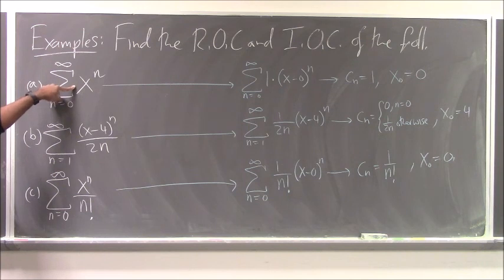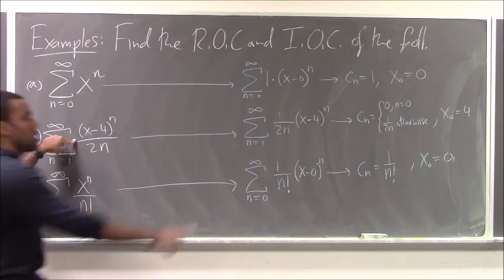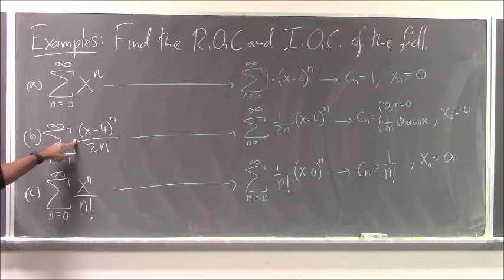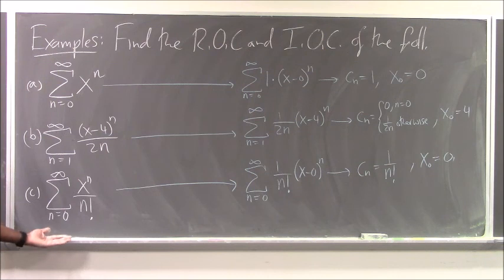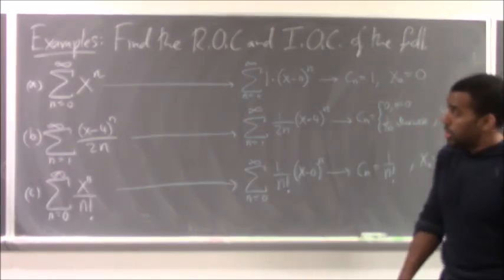This one has a coefficient given by the function Cn equals 1. This has a coefficient given by Cn equals 1 over 2n, except when n equals 0, because this guy starts at 1. When n equals 0, I can just set the Cn to be 0. And this one has Cn equals 1 over n factorial, and it's centered at 0. So these objects that I just wrote down on the board are all power series. They actually fit in with the definition that I had in the beginning.